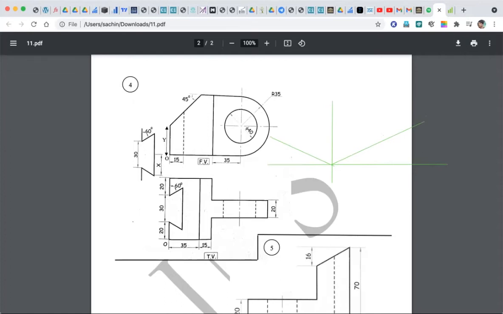You can do this way also: 35, 35, 70. 70 plus 50, 120. So length is 120. So this side you will take 120 on right side of O. Got it? Left side you will take 70 because 20 plus 30 plus 20 is 70. And height, if you see, is 35, 35, so 70.